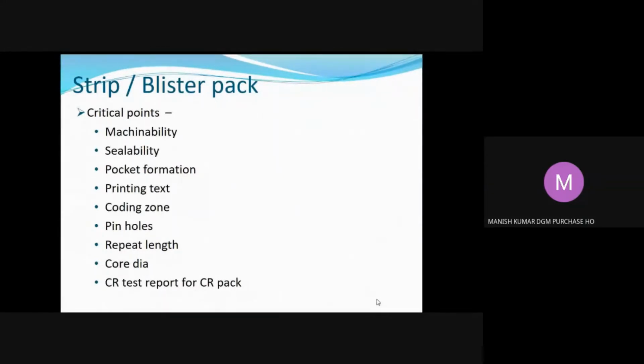And if you are having a specific text to be printed on that blister, repeat length and photocell mark should be there, and it should be in the perfect shape. And the core diameter, the core where the aluminum foils are coming, core diameter should be as per your machine requirement. And if you are developing any blister pack for child resistance, it should pass the CR pack test, the child resistance test also.